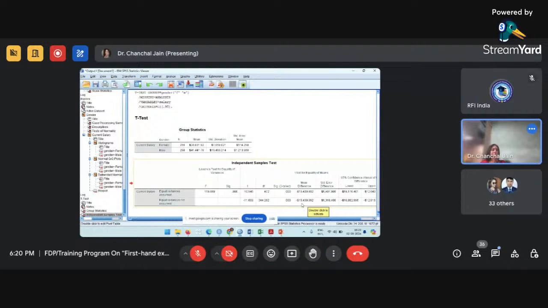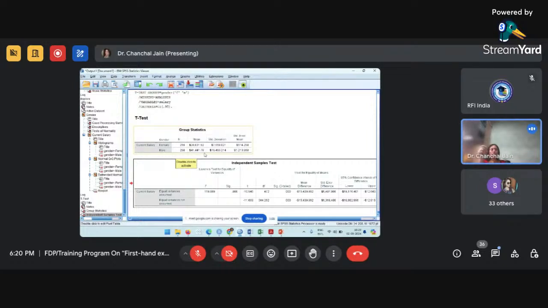Who is drawing more mean salary? Male. You can recall once we have defined our group there, we have given the first group as female and the second group as male. And this value is coming as negative. So why is it negative? Because it is female mean salary minus male mean salary.